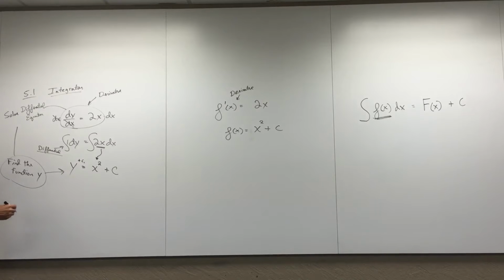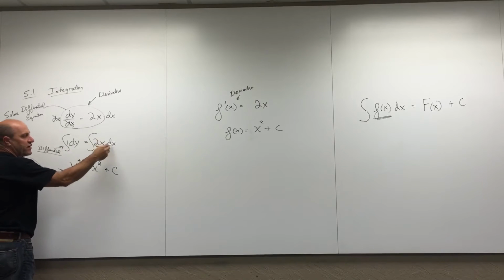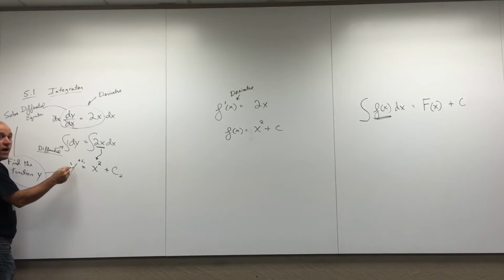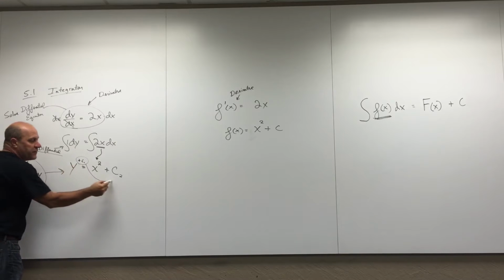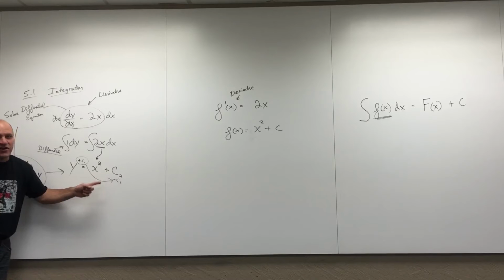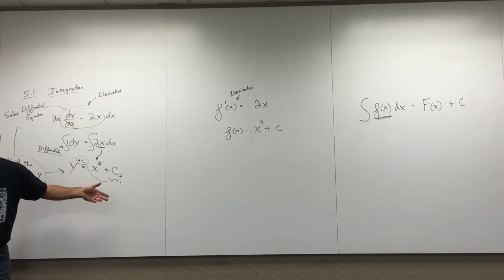But the reason is this. Here's the explanation, in case you were about to ask that question. If you did put a C over here, let's call it C1, and then you integrate this, you put a C2. You try to solve for y. You want y by itself. So then you would subtract C1. If you subtract C1, then you got an arbitrary C and another arbitrary C. And when you subtract them, guess what we call it?